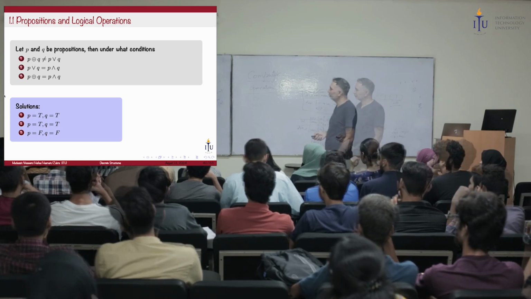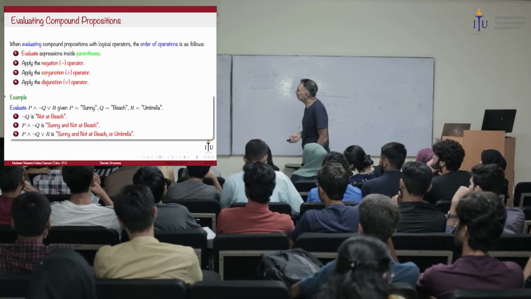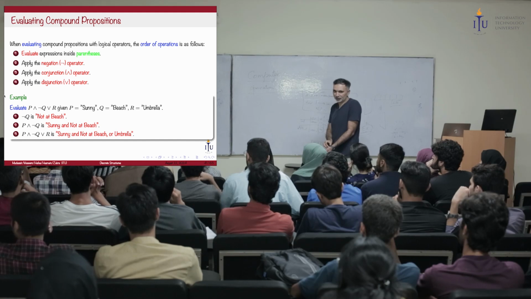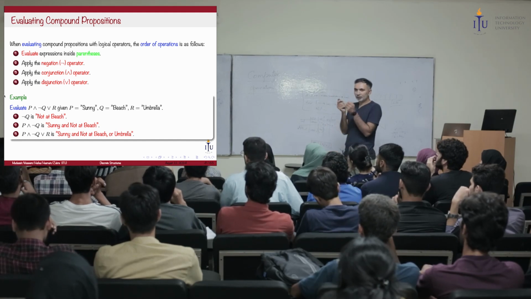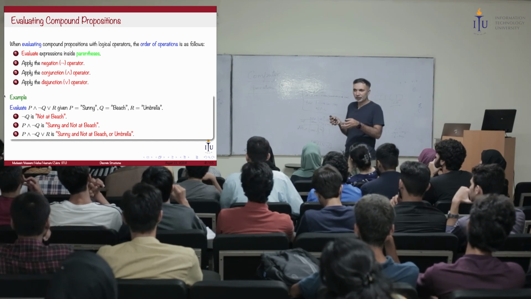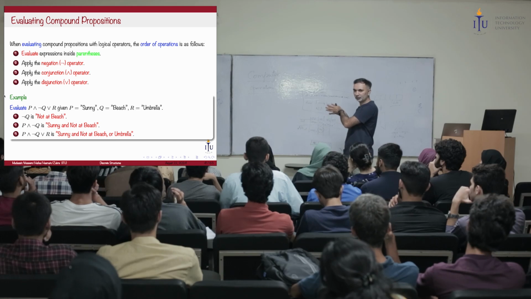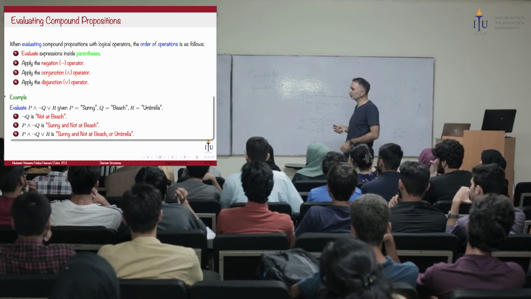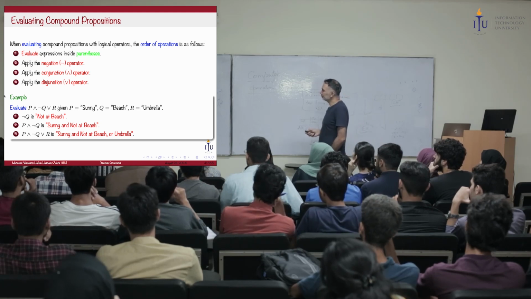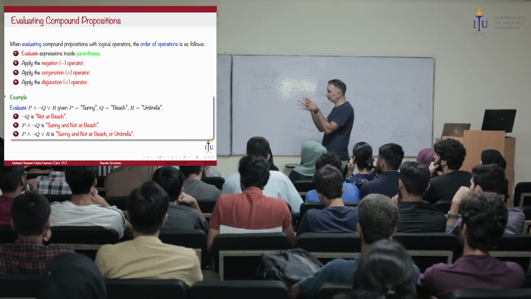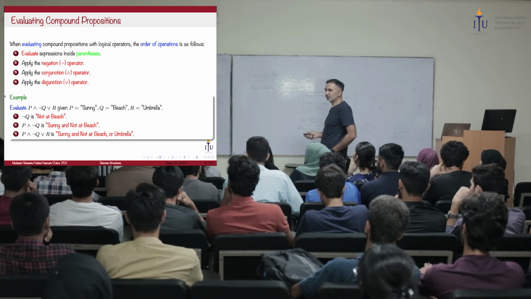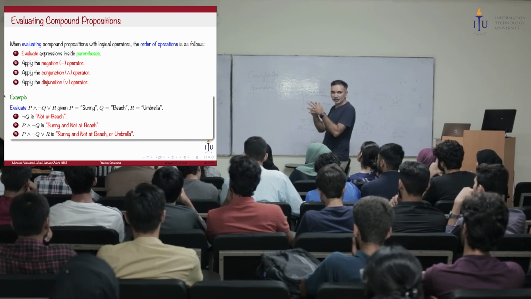Moving on. We evaluate a compound proposition with logical operators in a specific order. If you switch the order in which you evaluate a compound statement, you will reach different truth tables, different truth values. So we usually evaluate the parentheses first. After that, we evaluate negations, then conjunctions, then disjunctions. So: parentheses, negation, conjunction, disjunction.